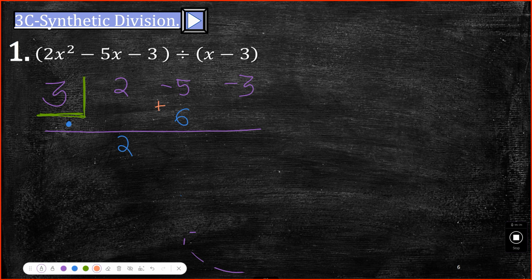Negative 5 plus 6 is 1. And we continue with that. 3 times 1 is 3. And then we add these up. Negative 3 plus 3 is 0. So because there is 0 remainder, therefore this is a factor of this.